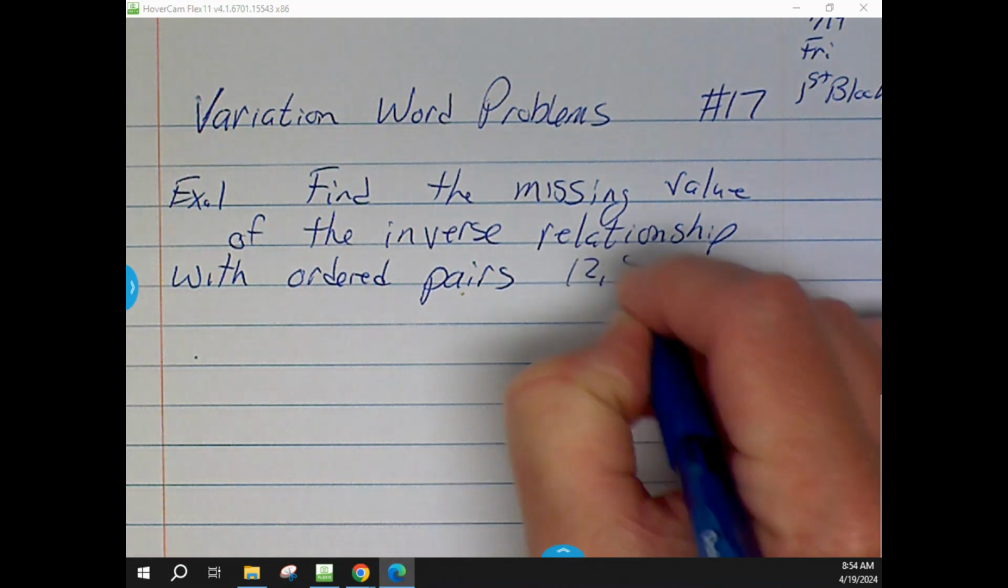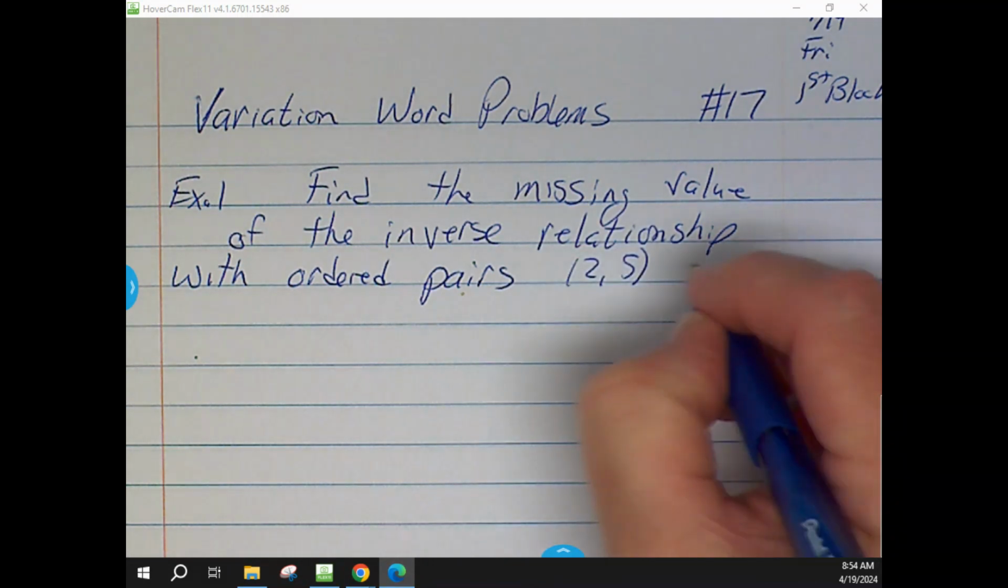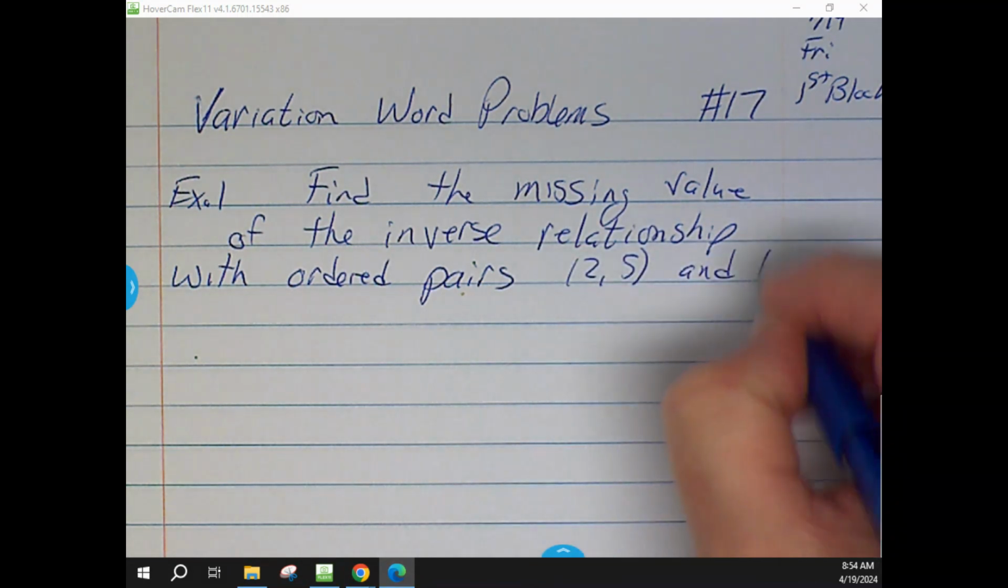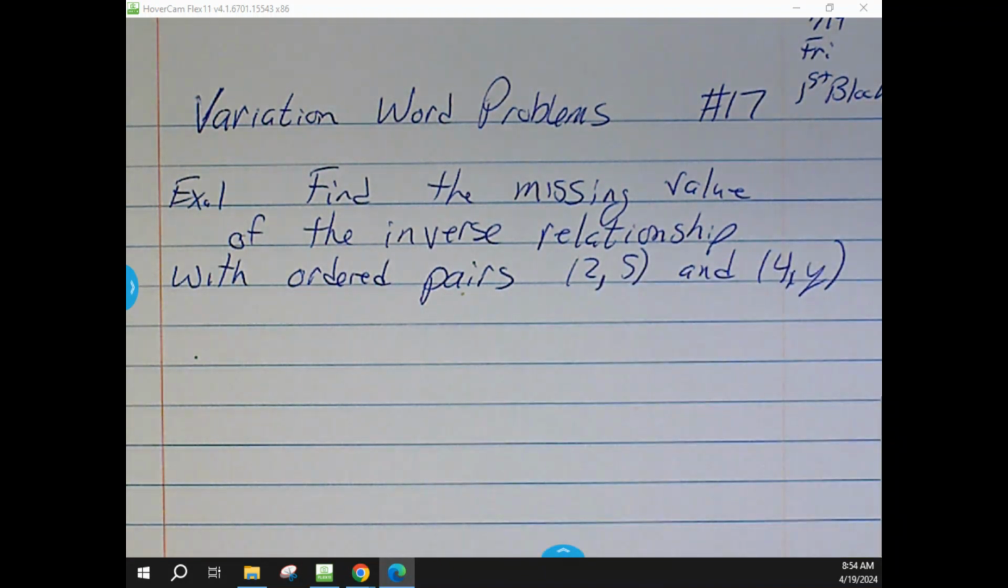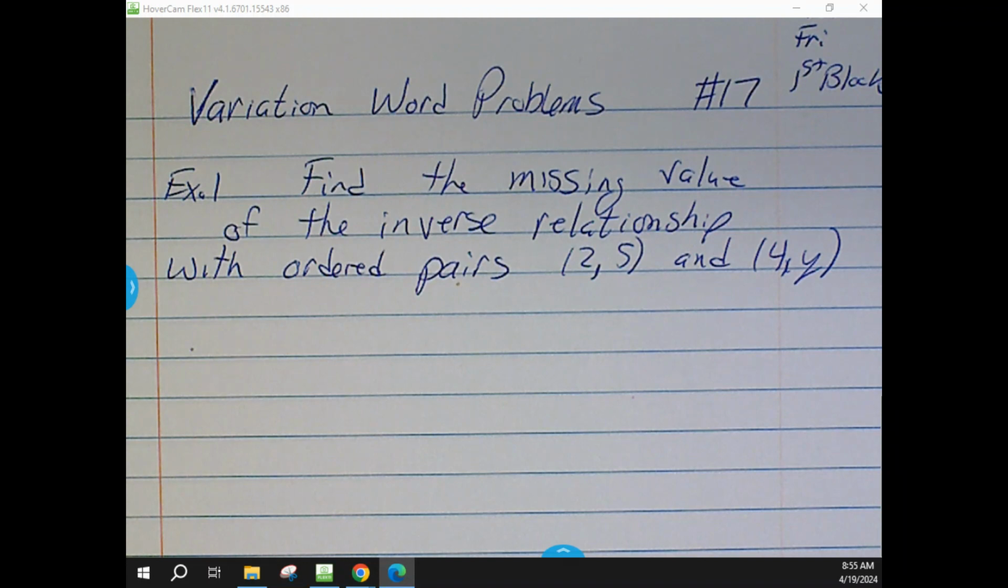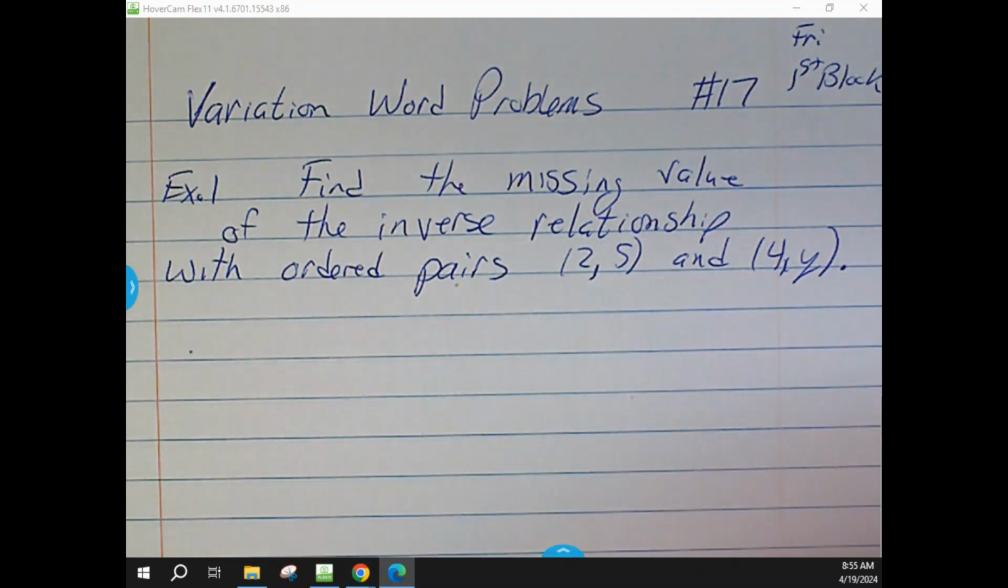we have here. So we're going to have one at 2, 5, and then you'll have one with the missing value. Let's say it's at 4 and y. Okay, so when you're seeing the word problems, that's about what it will be. They're not going to be super long, not going to be a paragraph long. It's going to be one sentence, maybe 2 sentences of, here's some information we have.